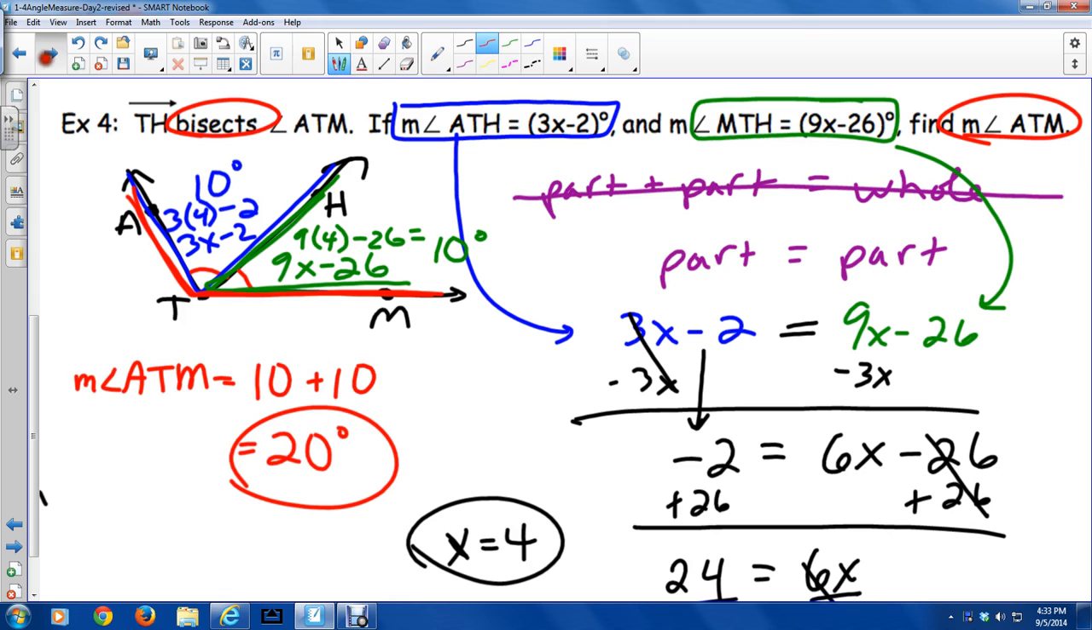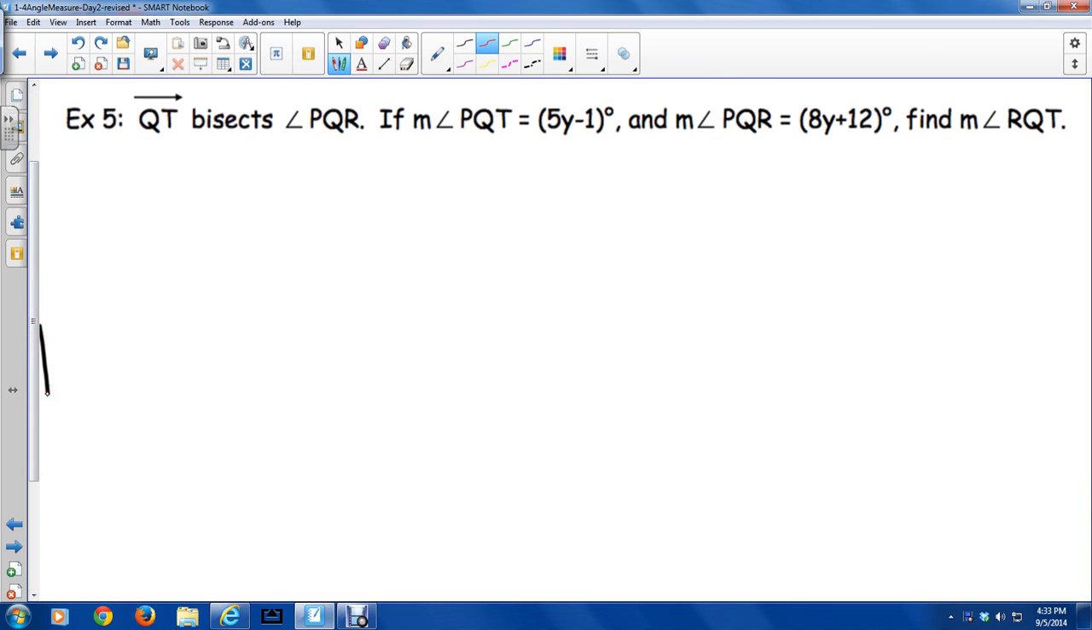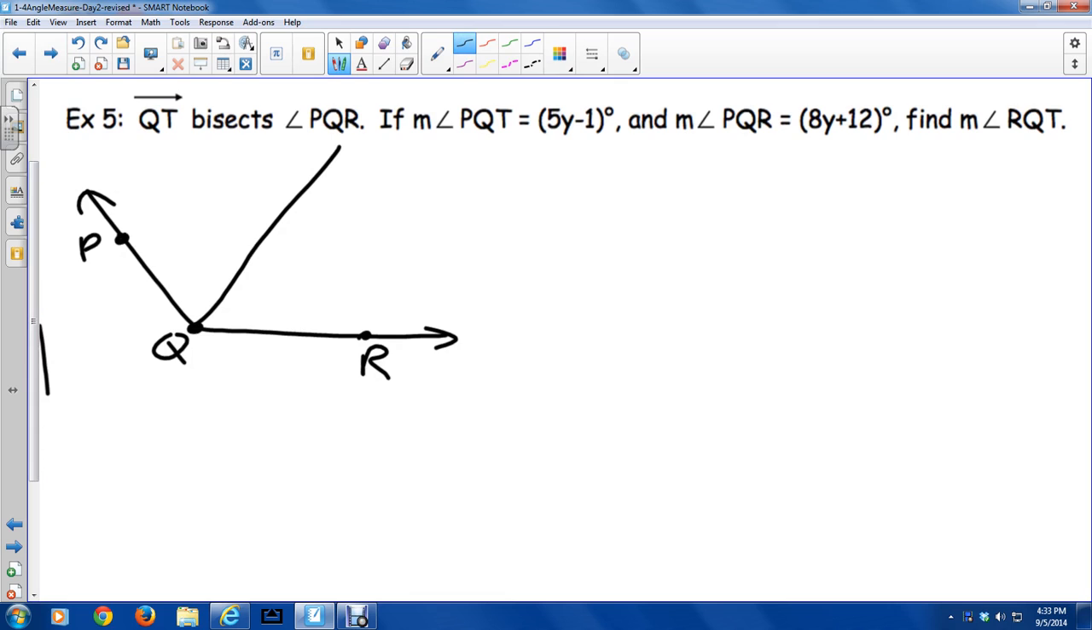I'm going to do one more example. I want you to go ahead and draw this, try working through it, and then check your work. Because of the word bisect, I'm going to mark the parts equal. Check yours, make sure you did that as well.